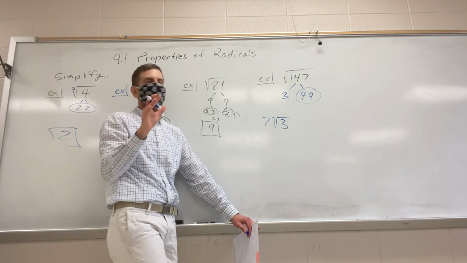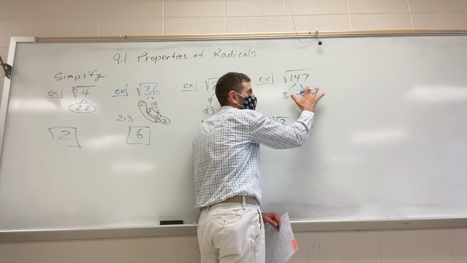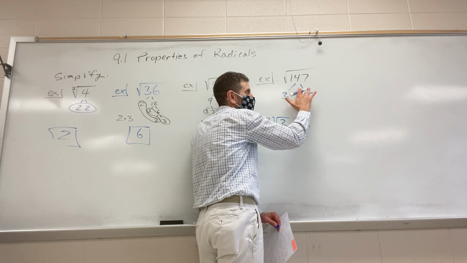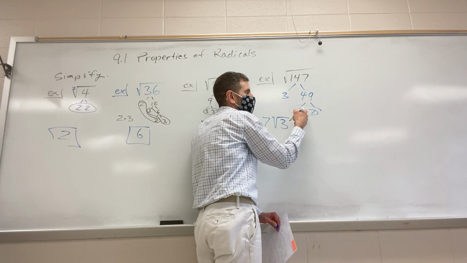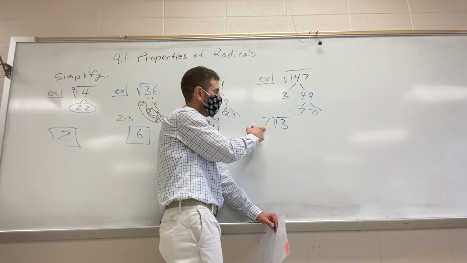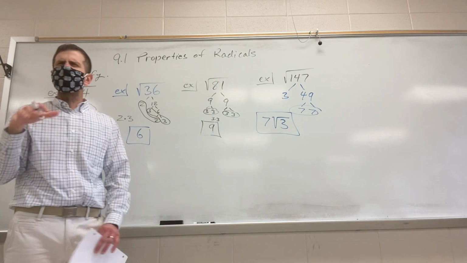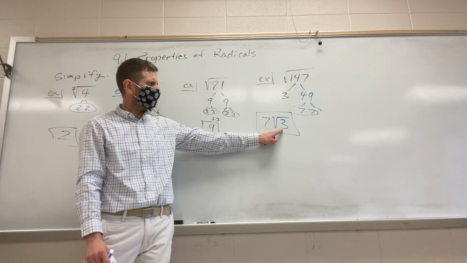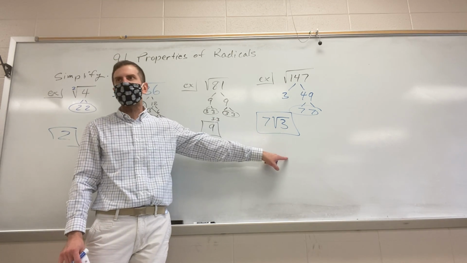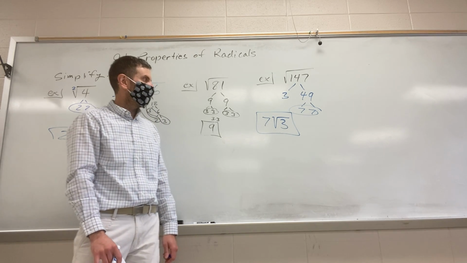Now, here's the thing. If you didn't catch that this was a perfect square, you're going to break it down again. And what goes into 49? 7 and 7. And are you still going to get a 7 coming out and a 3 left over? So how you know you're done with these problems is what's left over in here should not have a perfect square in it.